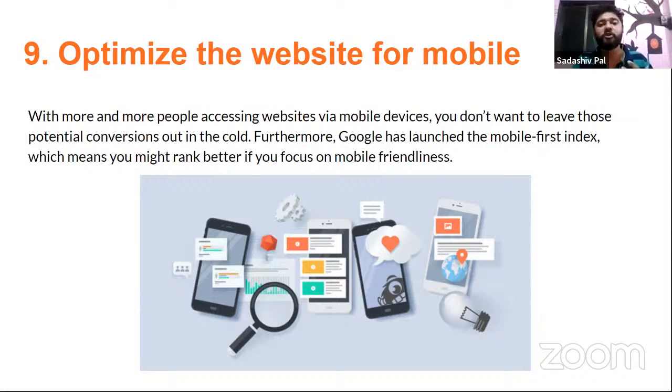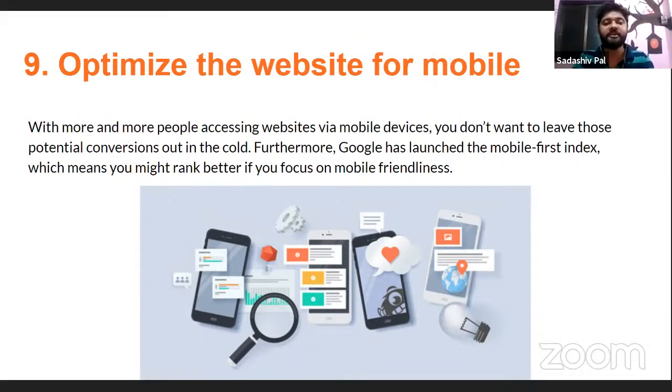We have to ensure mobile friendliness. We have to ensure that the mobile content is good enough, and the UI/UX is good enough. Furthermore, Google has also launched the mobile-first index as the latest algorithmic update, which means that your site might rank better if you focus on mobile friendliness. So we have to really optimize a lot for the mobile version.